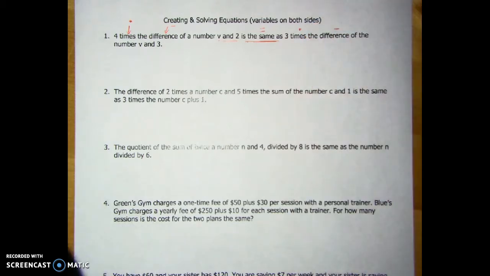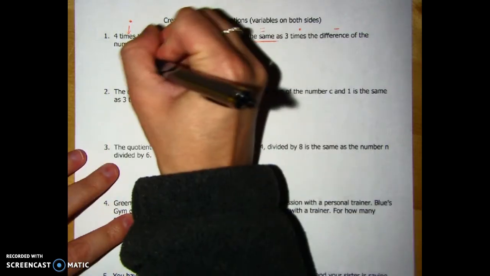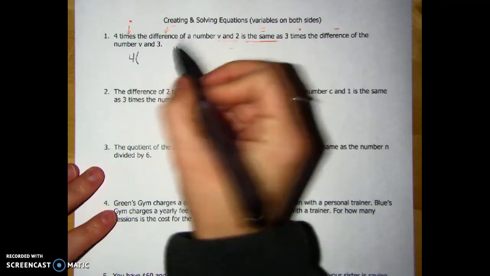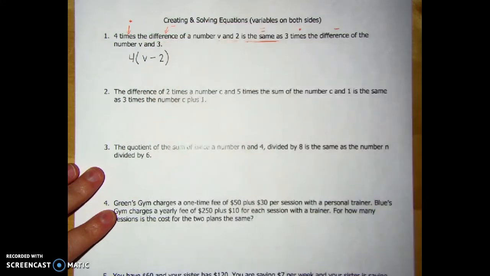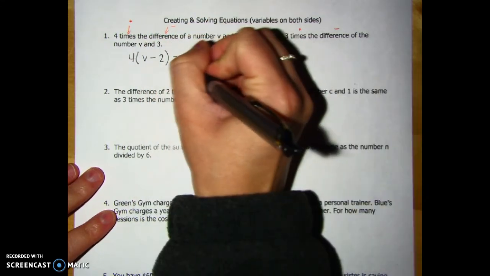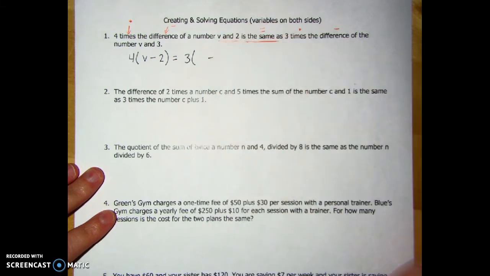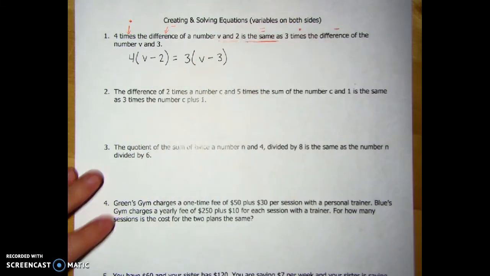Okay, so let's see if we can make an equation out of this. So 4 times. I'm going to be multiplying something by 4, so I'm going to put it on the outside of the parentheses. Difference means I'm going to be subtracting something, and that something is v minus 2. And then I have my equal sign. 3 times the difference, so 3 parenthesis. Difference means I'm subtracting something, v minus 3. Okay, there's my equation. Now I'm going to solve it.